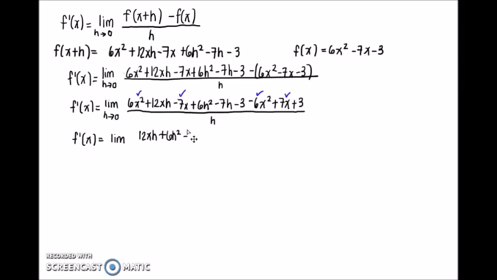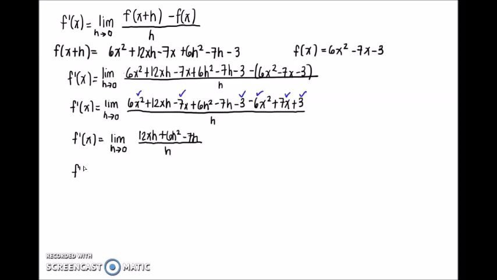negative 7h, wala siyang kapareho. So let's just copy that. Negative 3, meron siyang kapareho, which is positive 3. It will give us a 0. So ito na lang yung matitira. All over h. As h approaches 0. And then from there, we will have to simplify this whole fraction. So what we do is we factor out the h.